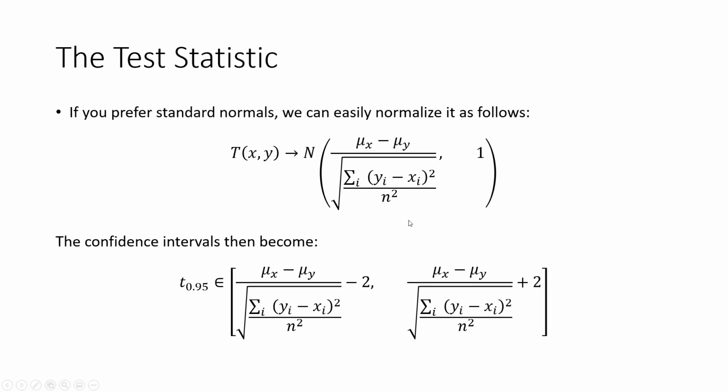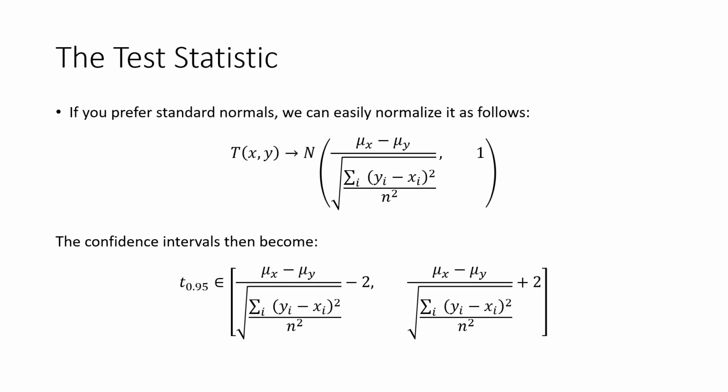However, if you prefer to work with standard normal distributions, then you can normalize it by dividing by the standard deviation. And so our expected value then becomes mu x minus mu y divided by the square root of our variance. And then after normalizing it, our variance obviously becomes 1. And then the confidence intervals, now that we've normalized it, become this normalized term minus 2, because now we have unit variance, so this is just 2 times 1. And then likewise for the upper bound. And that's essentially the complete derivation of an asymptotic approximation to the dependent t-test.